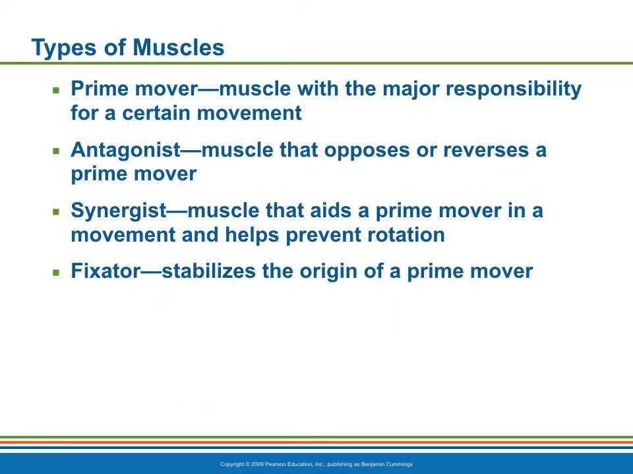The muscle that has the major responsibility for causing a particular movement is called the prime mover. Muscles that oppose or reverse a movement are called antagonists. When a prime mover is active, its antagonist is stretched and relaxed. Synergists help prime movers by producing the same movement or by reducing undesirable movements. Fixators are special synergists. They hold a bone still or stabilize the origin of a prime mover so that the tension can be used to move the insertion bone.